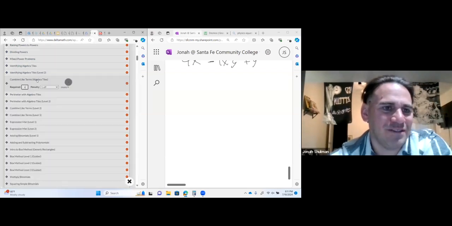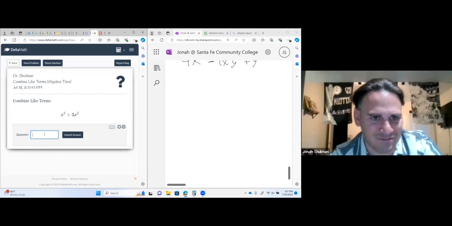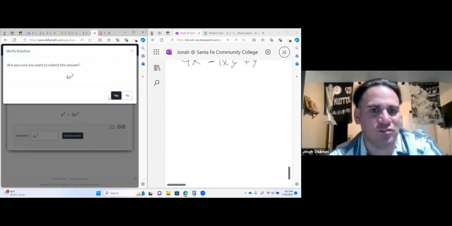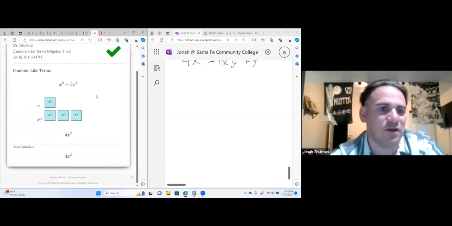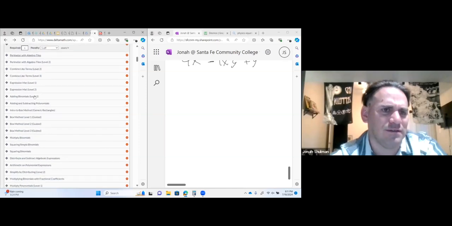All right, let's combine some like terms with the tiles. We don't have tiles. Well, 3x squared plus x squared, that's 4x squared. I'm just trying to show you other ways we can do this, how you're supposed to use tiles. Okay, I'll leave it. Let's do some perimeter.